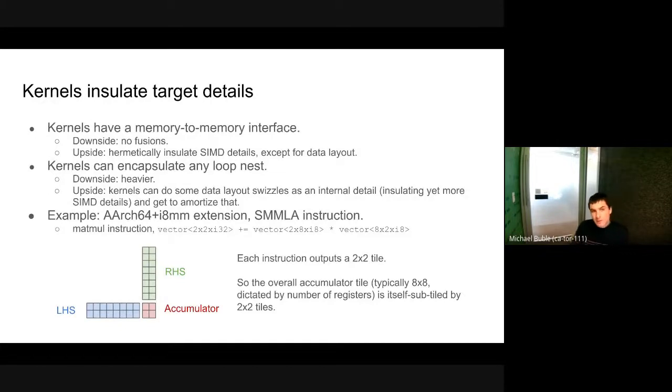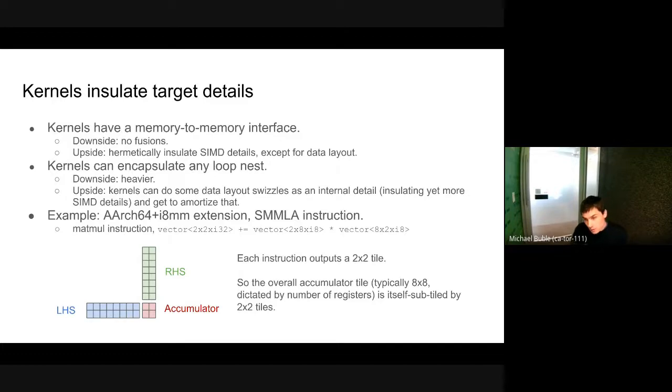Okay, so kernels insulate target details. That's one potential pro of kernels that I mentioned on the earlier slide. Kernels have a memory-to-memory interface. So that's the trade-off. You give up on fusions, and in exchange for that, you get to insulate a lot of SIMD details. Actually, you get to insulate all of the details except for the data layout. And on that point, even data layout, you get to insulate some of that due to the next point.